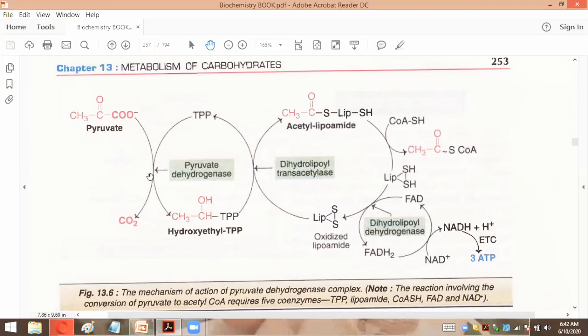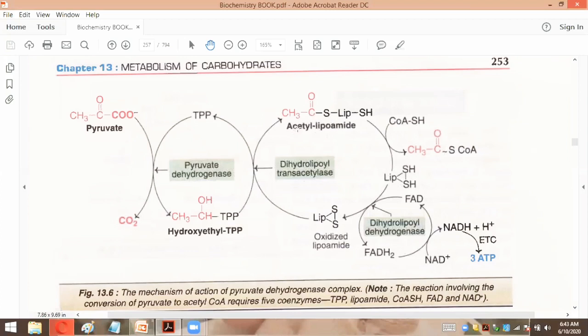नाउ दिस पायरुवेट थ्रू अ सीरीज ऑफ रिएक्शंस, ठीक है, आपके पास किस चीज की फॉर्मेशन होगी, एसिटाइल को ए. नाउ दिस एसिटाइल को ए विल बी रिलीज एंड दिस एसिटाइल को ए इज नाउ रेडी टू एंटर इनटू द Krebs cycle, ठीक है. तो एसिटाइल को ए डिपेंड्स ऑन द नीड ऑफ द बॉडी, ठीक है, either it is needed for the Krebs cycle or it is needed for the synthesis of fatty acids, and then acetyl CoA will enter into the Krebs cycle.